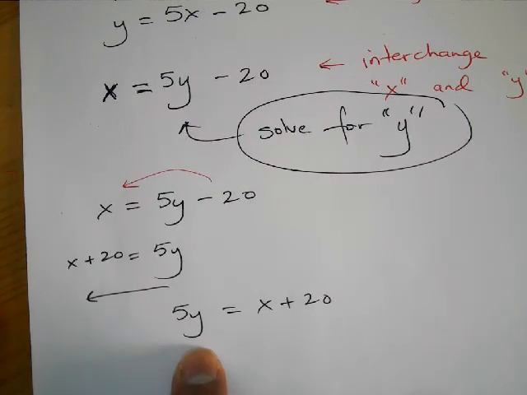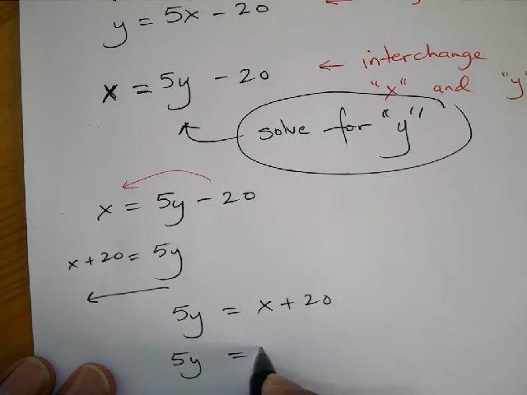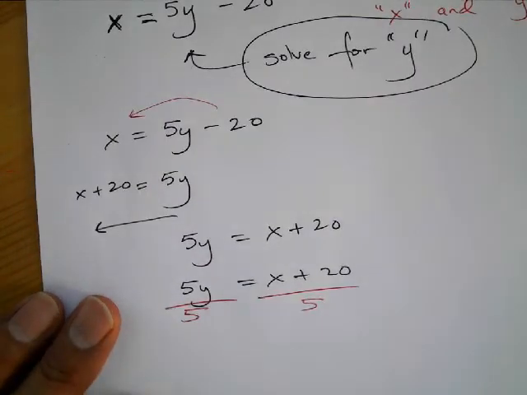Now, what would you have to do to solve for y? What would you have to do to solve for y? Well, I don't want that 5 right there. Wouldn't you... Again, I'm going to do every little step. Wouldn't you divide everything on this side by 5, and divide everything on this side by 5? Okay?